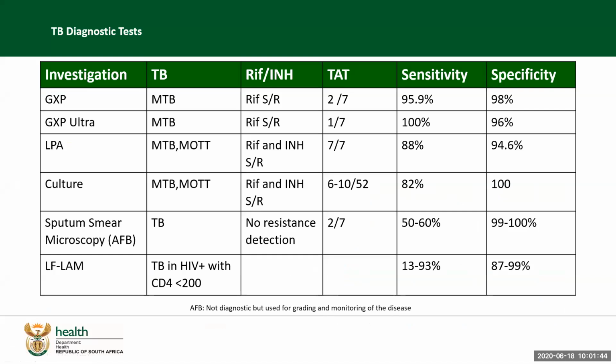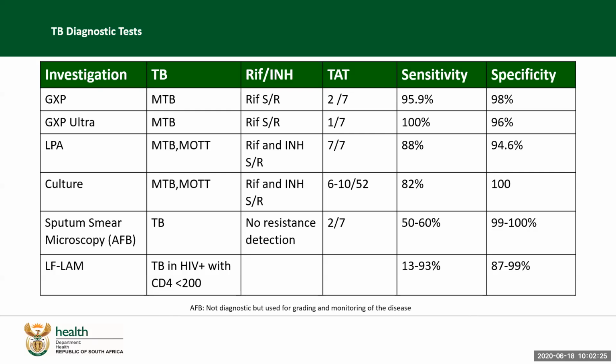Culture is a test that has been there for a long time. We have used it for years and years to identify TB, and sputum microscopy as well. Colleagues, I just want to put a disclaimer up front that microscopy is no longer used for bacteriological confirmation of TB. Microscopy is now used more for grading of TB disease and for monitoring of disease. We now have newer and more sensitive tests for confirmation of TB.